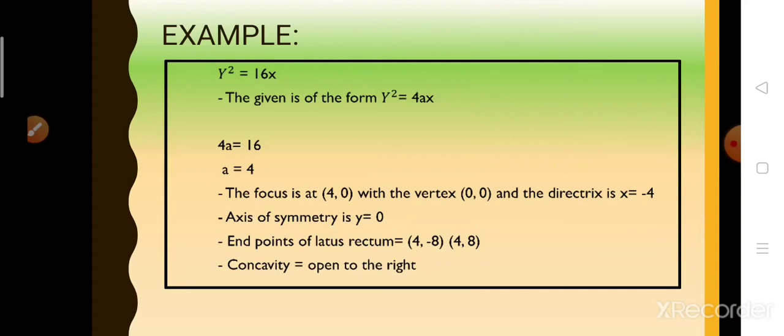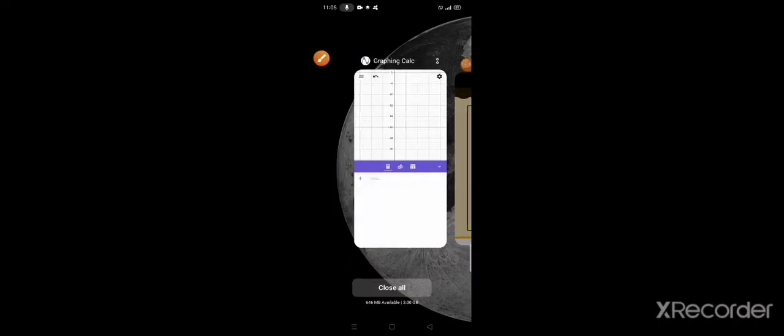And the focus is at (4, 0), with vertex (0, 0), and the directrix is x equals -4, and the axis of symmetry is y equals 0, and the endpoints of the latus rectum are (4, -8) and (4, 8). The concavity of our graph is open to the right. So let's try to graph our equation, y squared is equal to 16x.